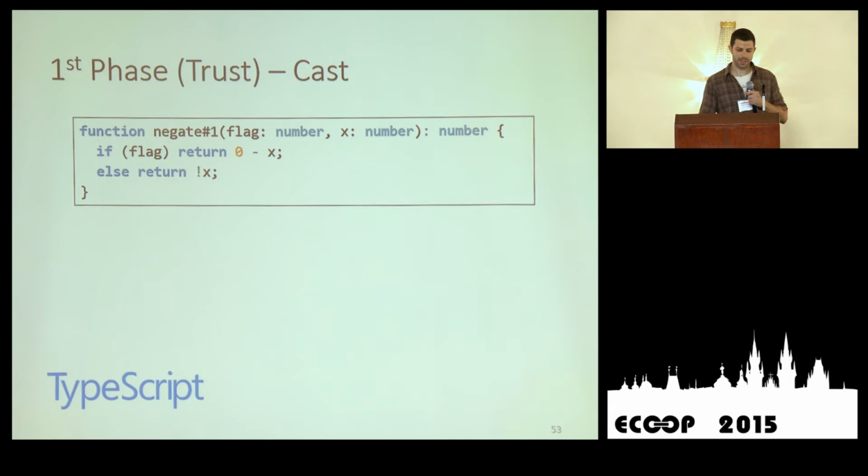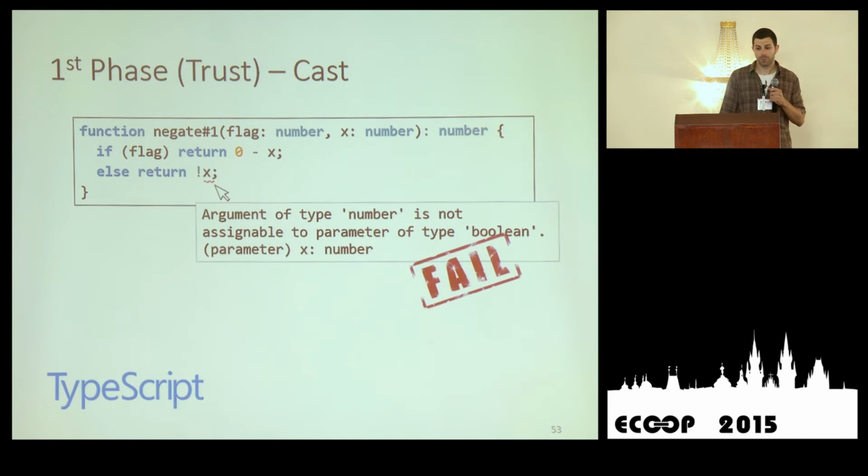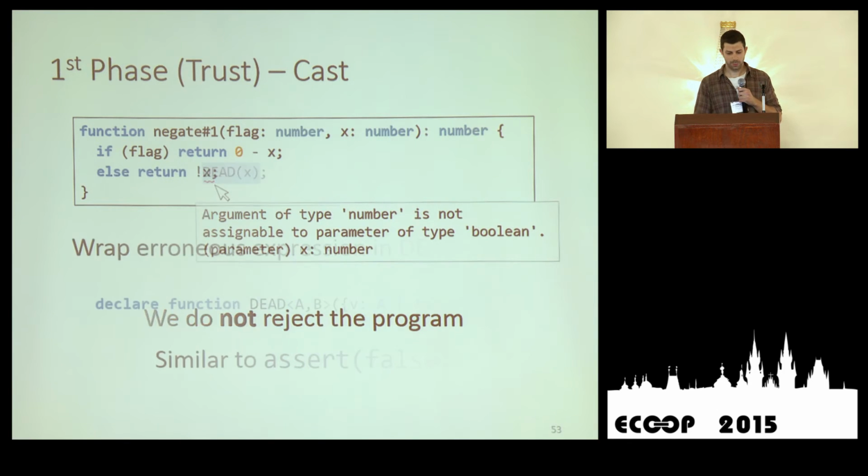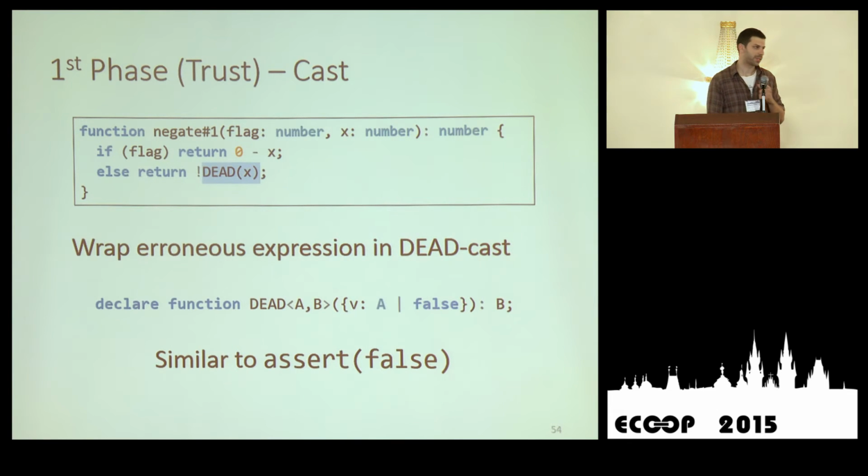But what we'll realize is that TypeScript will probably not allow this program to type check. And the reason is that we're trying to apply a numeric variable to a Boolean operation, and so we'll reject this program. On the contrary, we will not reject this program, but instead we're going to wrap the erroneous expression, in this case the variable x, into a dead cast.